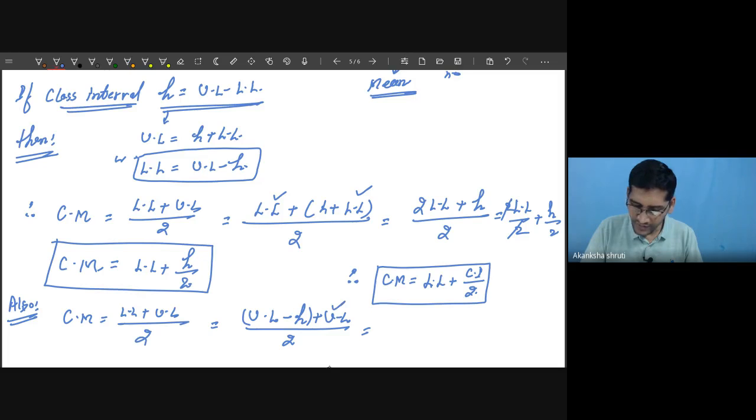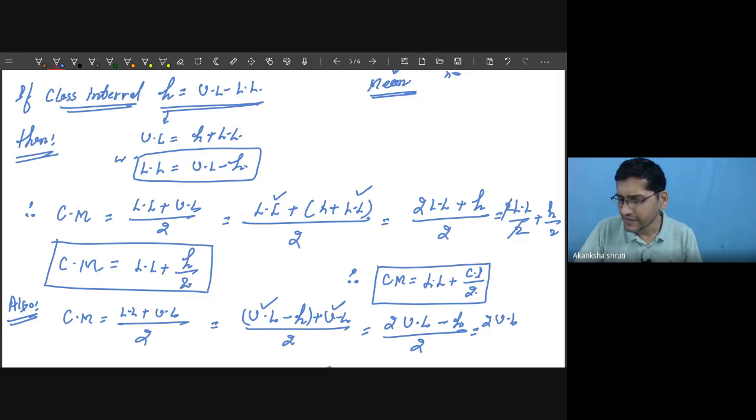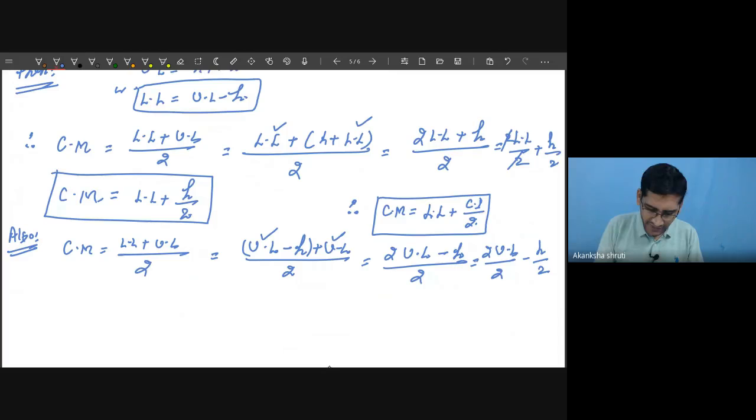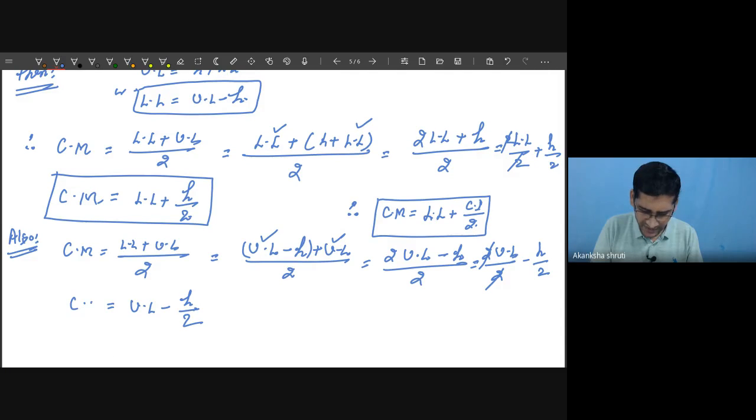So here we are getting upper limit occurring twice, and both are in the positive sign. So twice the upper limit, but here minus h is there, by 2. You may write it as twice the upper limit by 2 minus h by 2. This can be obtained by cancelling the 2. So upper limit minus h by 2. So class mark can be calculated by this formula.